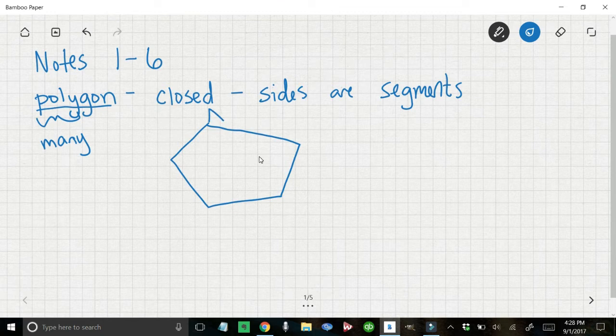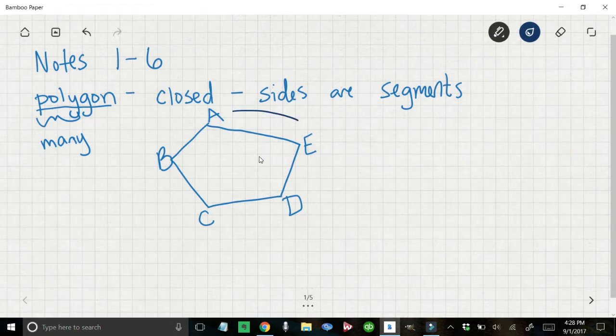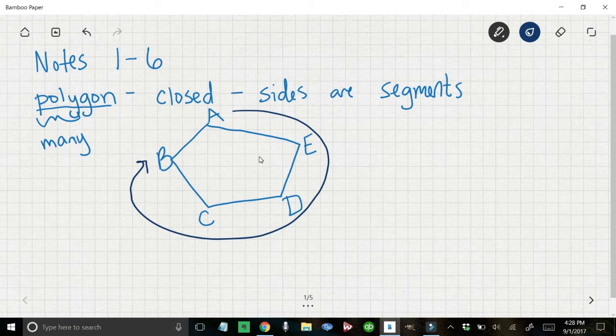When we name a polygon, we name it by its vertices. So the vertices are like the points or the corners where the sides come together. And this will be important as we go later on, but this would have lots of different names. But the thing you need to know is that when you name it, you want to go around in some sort of circular way when you name it.